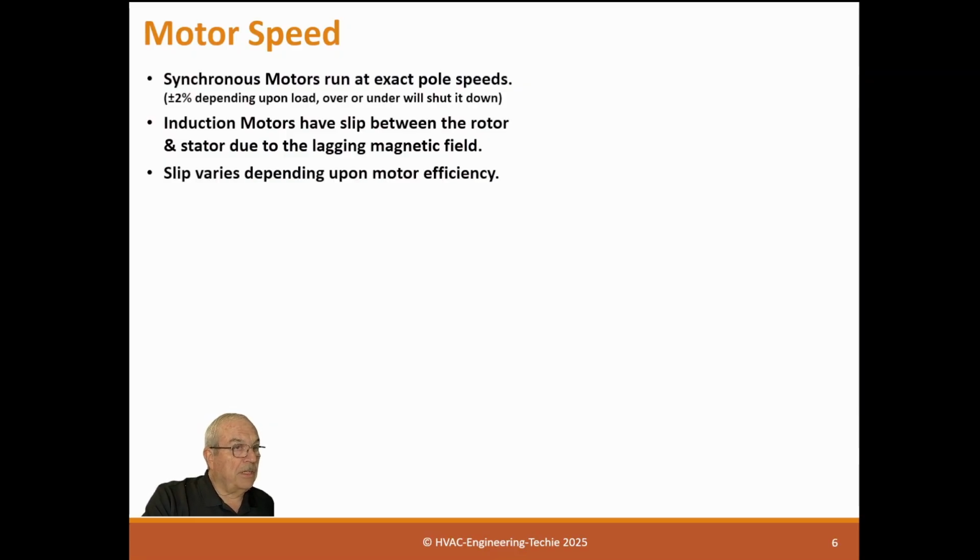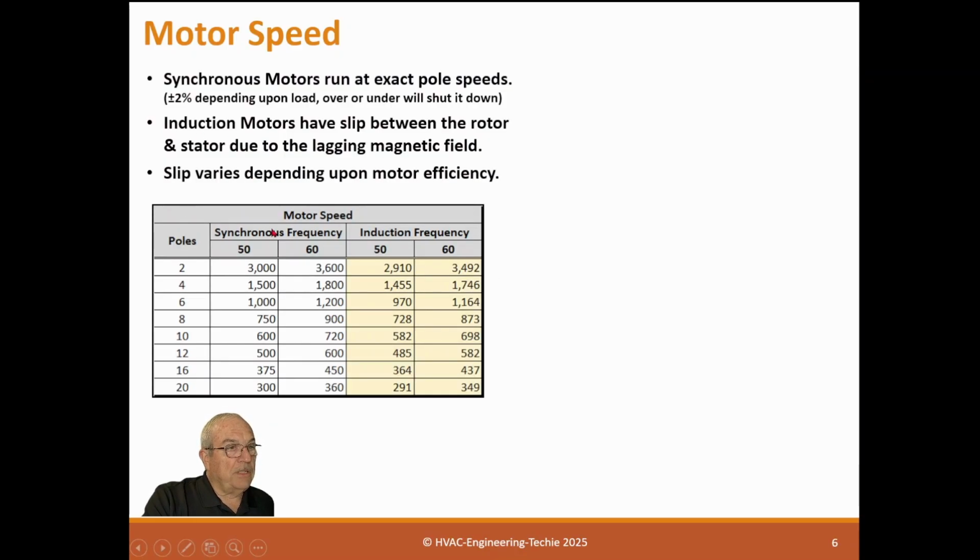Slip varies depending on the motor efficiency. And this is a speed table. This table shows the number of poles in the motor, the synchronous frequency, and the induction frequency. 50 frequency is a European standard, and 60 frequency is a North American standard. So we have these two standards.